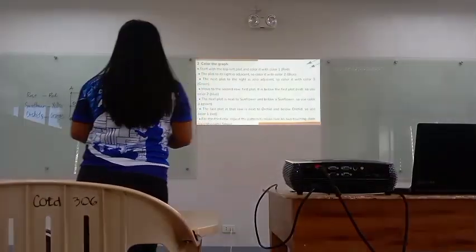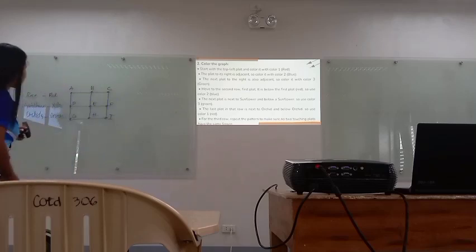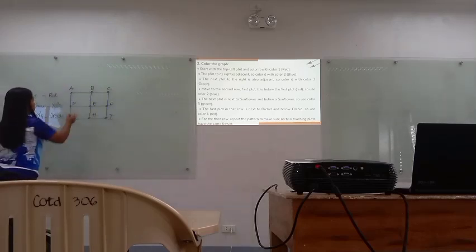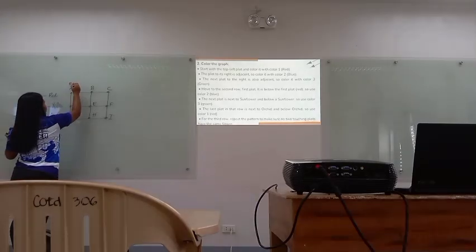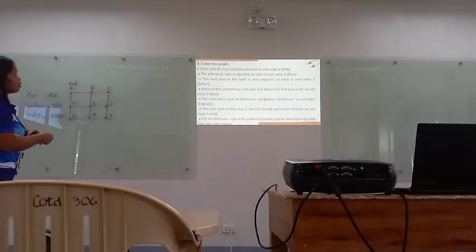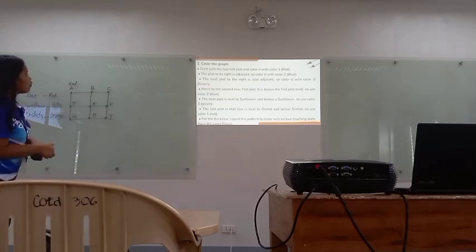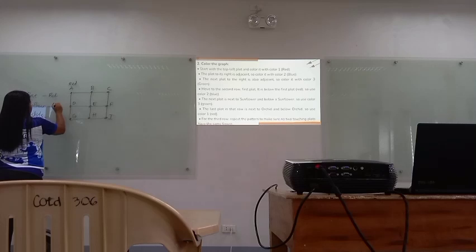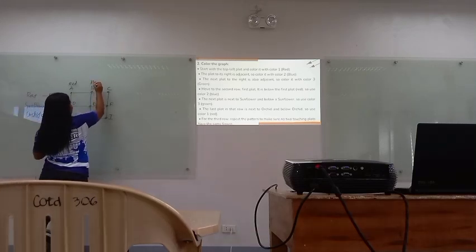Next is let's color the graph. So let's start with vertex A, which is a rose. Rose color? Red. And sunflower color? Sunflower is color blue. Blue.